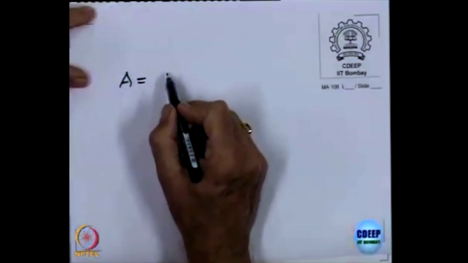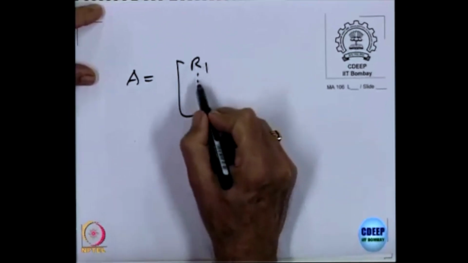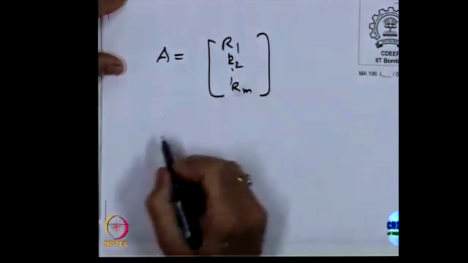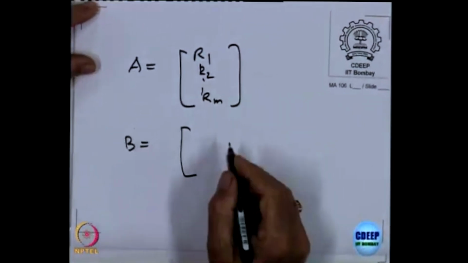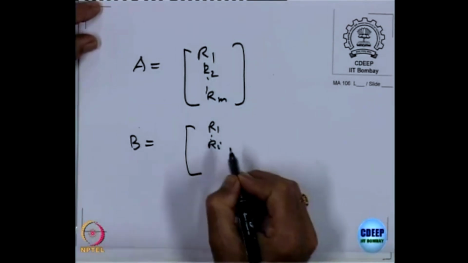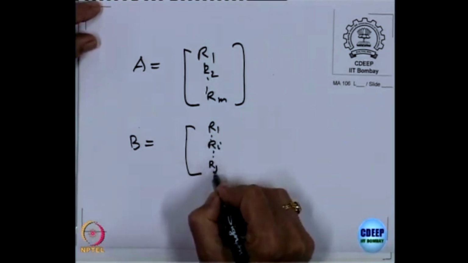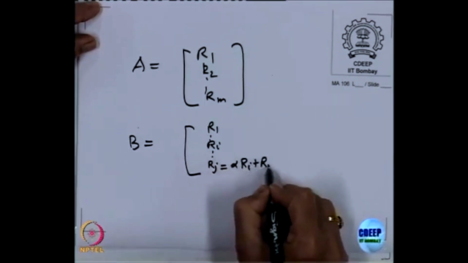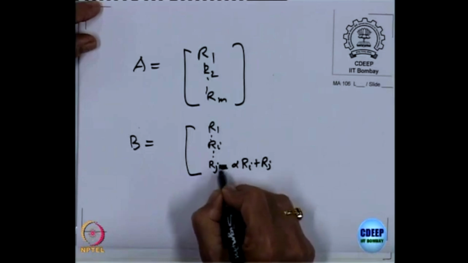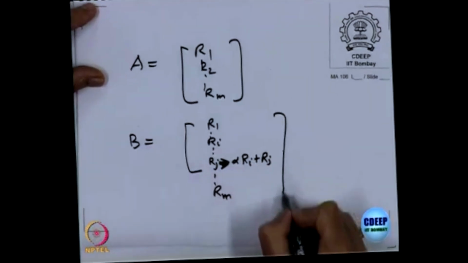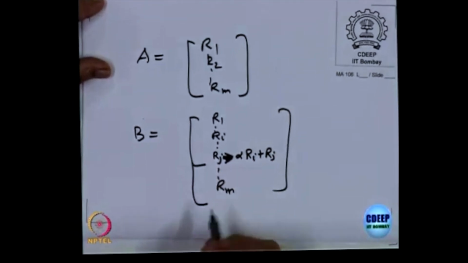It's clear? See, let us say A is equal to R1, R2 up to Rm. Now what is B? I have replaced, so R1 up to Ri is the same. In Rj what has happened? This Rj has gone to alpha Ri plus Rj. So I shouldn't write equal, this has gone to this row, and the remaining is Rm. This is the new matrix B. So what will be the determinant of B?